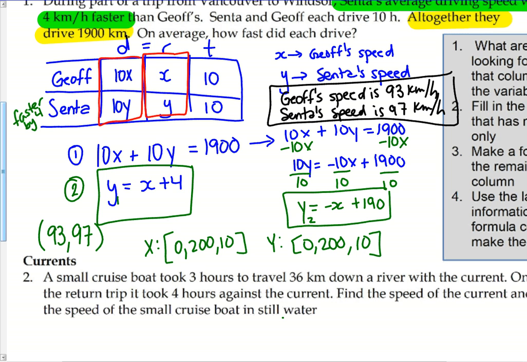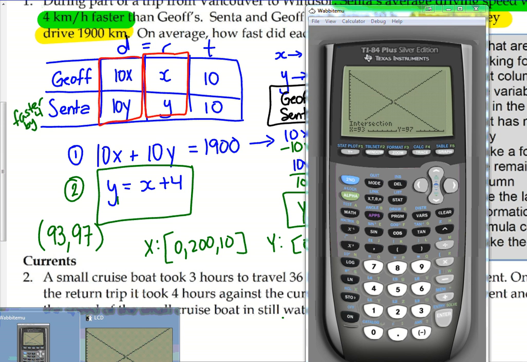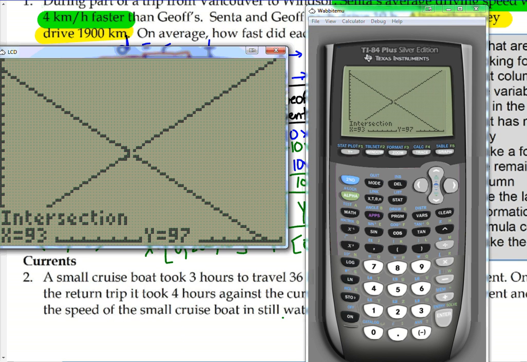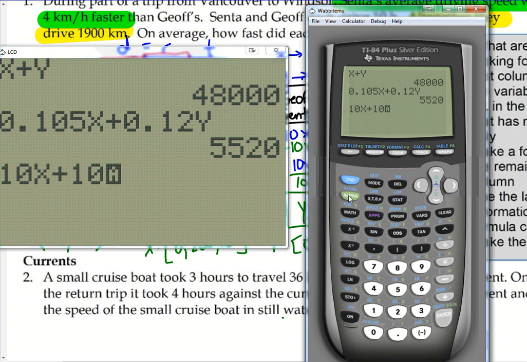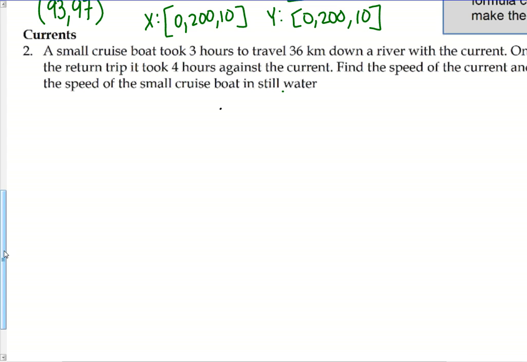Now, graphically, checking your answer should be easy because it automatically stores X and Y, agreed? So you can check your work by quitting out of here and typing 10X plus 10Y, and so on. You know what I'm talking about? Okay, moving on. Let's try another one. 93 and 97.